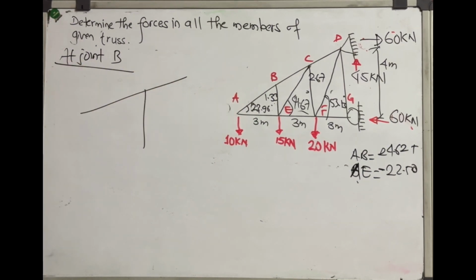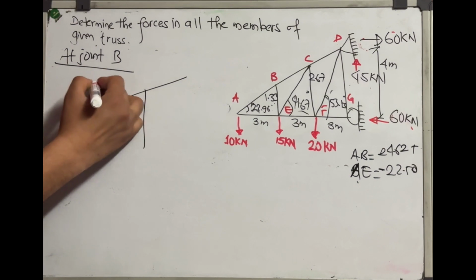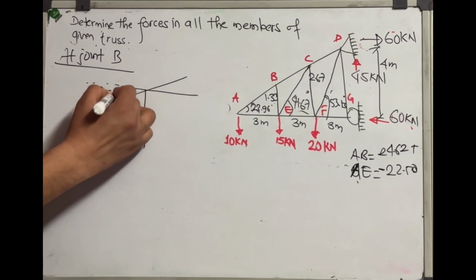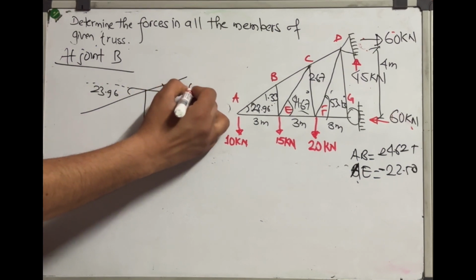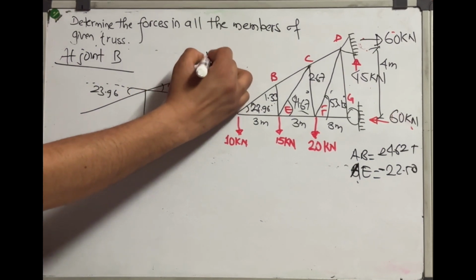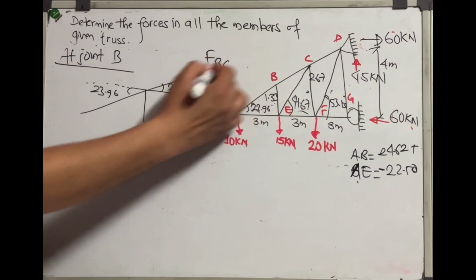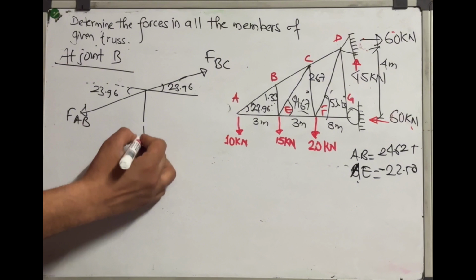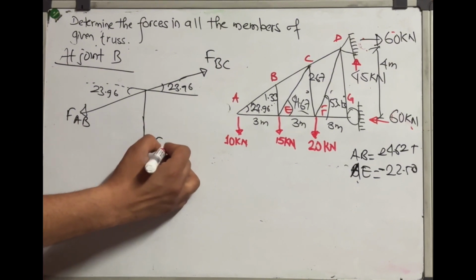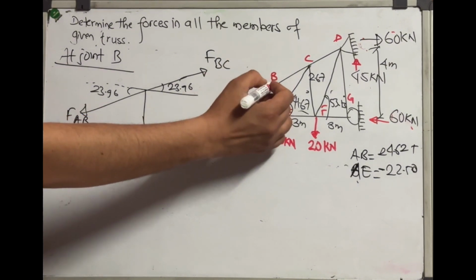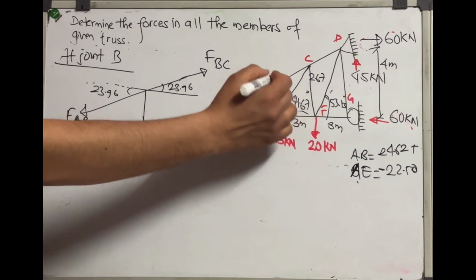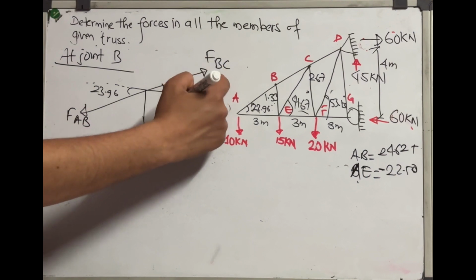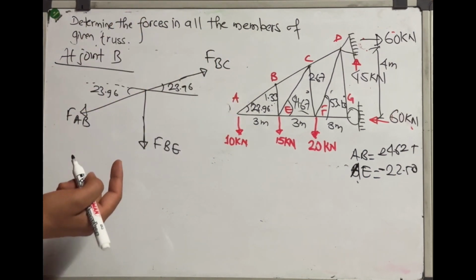So this is the figure of joint B. So I make this horizontal direction. This is 23.96. This is 23.96. So I am making tensile direction like this, FBC. So let this be force FAB, and let this be your FBE. So I draw the joint B and draw the member forces in this system. I assumed all the forces to be in tensile nature, right?